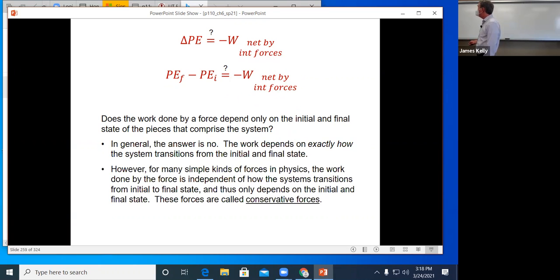But in a lot of kinds of forces that we find in physics, and in fact, all of the ones we've talked about so far in the context of delta KE and delta PE, the gravitational force, the spring force, those are examples of what are called conservative forces. And conservative means that the work done by that force does not depend on how you got from the initial state to the final state. It only depends on where you started and where you ended up. And it's worth doing some examples of that.